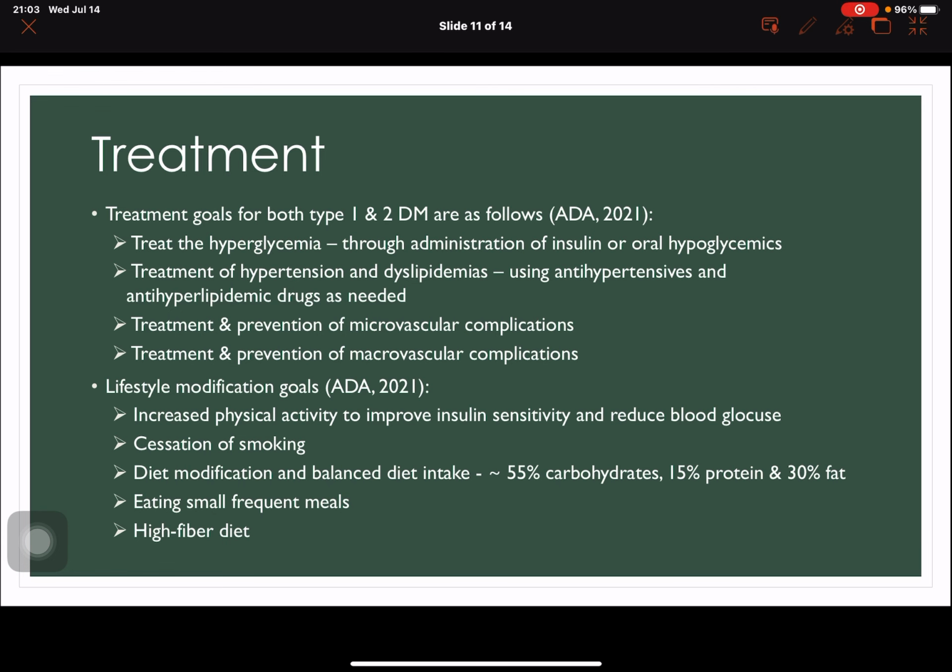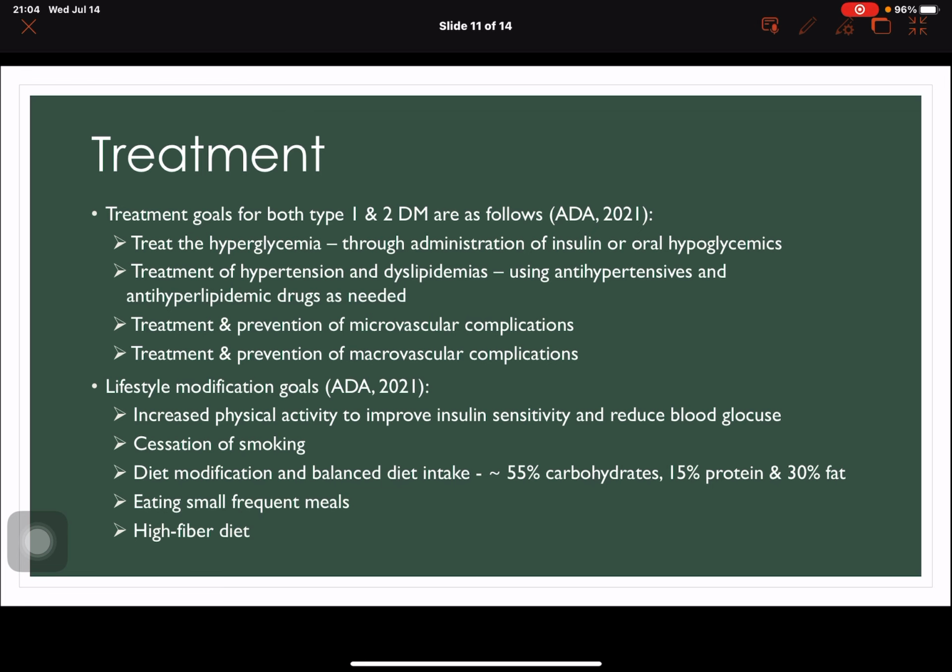Some treatment. Treatment goals for both type 1 and type 2 are as follows. Treat hyperglycemia through administration of insulin or oral hypoglycemics. Treatment of hypertension and dyslipidemias using antihypertensives and antihyperlipidemic drugs as needed. Treatment and prevention of both macro and microvascular complications. Lifestyle modification goals include increase physical activity to improve insulin sensitivity and reduce blood glucose, quitting smoking, diet modification, and balanced diet intake, such as approximately 55% carbs, 15% protein, and 30% fat, eating small, frequent meals, and a high fiber diet.